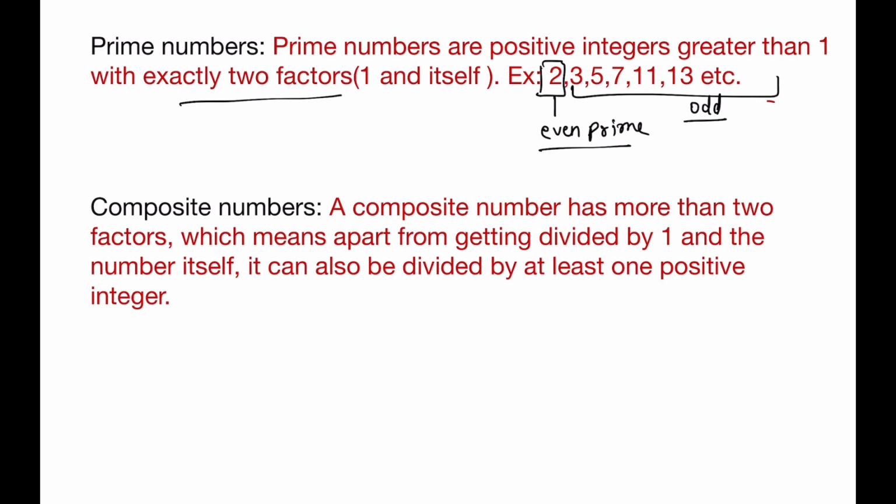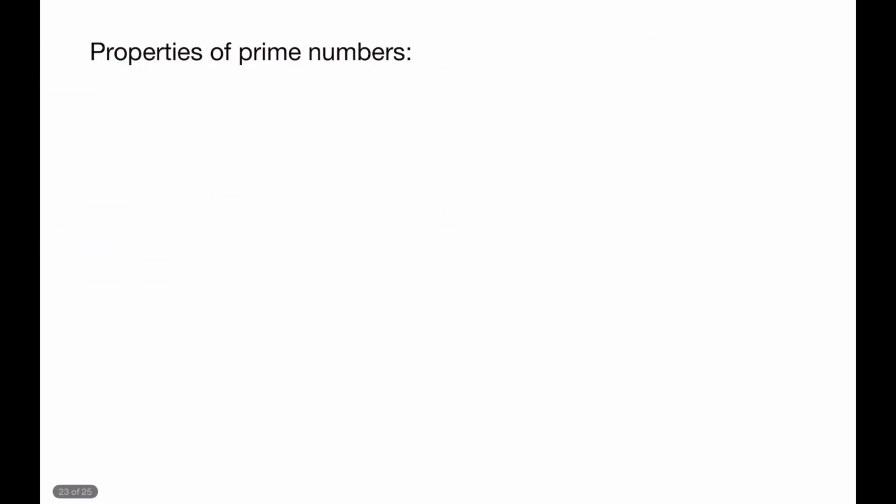A composite number has more than two factors, which means apart from being divided by 1 and the number itself, it can also be divided by at least one other positive integer. Now we talk about properties of prime numbers. A prime number has exactly two factors only. There is one and only one even prime number, that is 2.